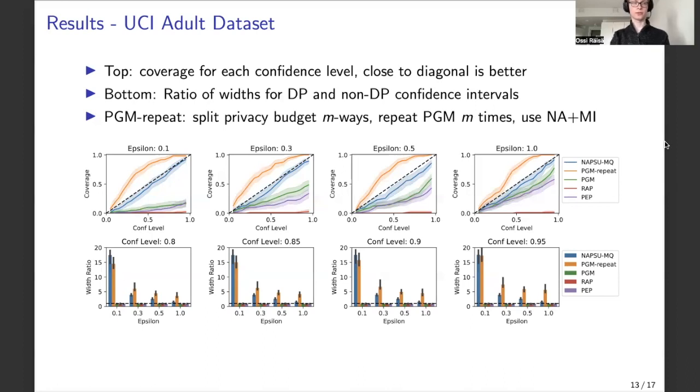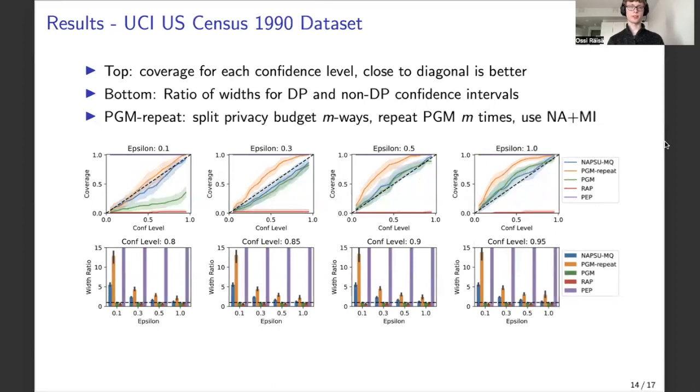And at the bottom, we have the ratio of the synthetic data confidence interval width to the real data confidence interval width. And here you can see that the overconfident algorithms generate intervals which have the same width as you would get with the real data set. We also have another algorithm called PGM repeat here, which simply splits the privacy budget into m parts and then repeats PGM m times to get m synthetic datasets, which you can use with NA plus MI. It doesn't exactly meet the assumptions for the combining rules, so it actually turns out that it's underconfident, which you can see here.